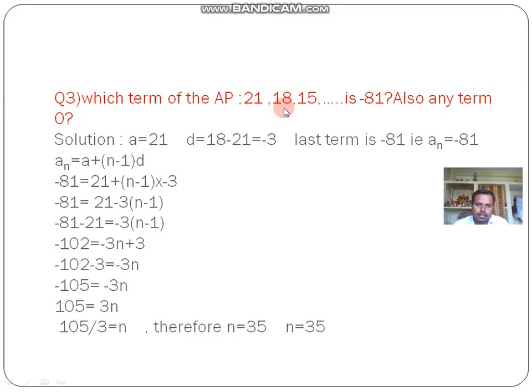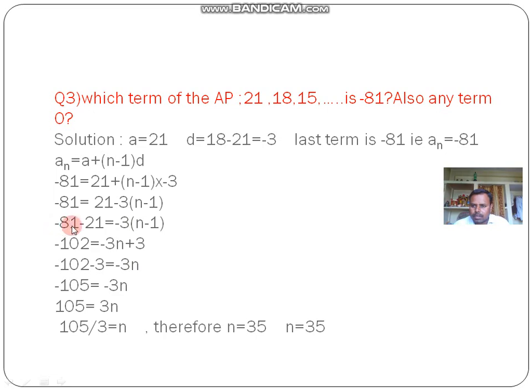21 minus 3 is 18, 18 minus 3 is 15. So the difference between the terms is -3. Then plus into minus is minus, so it is -3 into n minus 1. So -81. You transpose 21 to the LHS, it becomes -21. Is equal to -3 into n minus 1, which remains as it is.